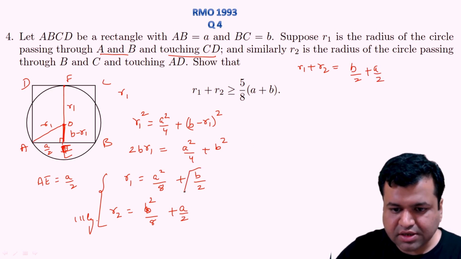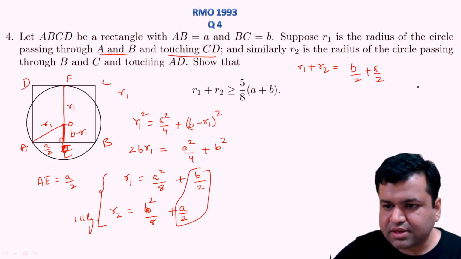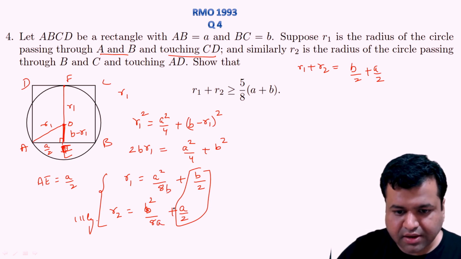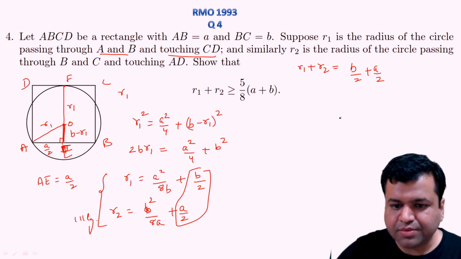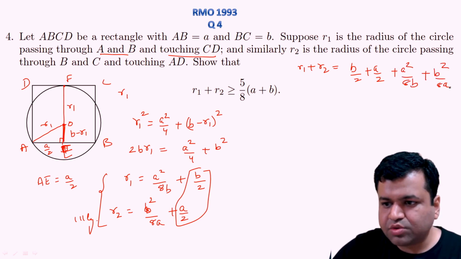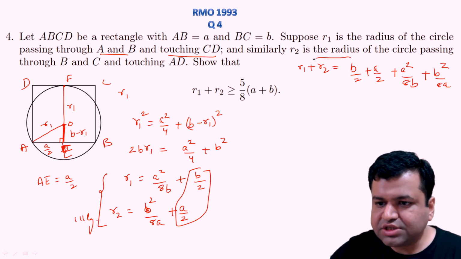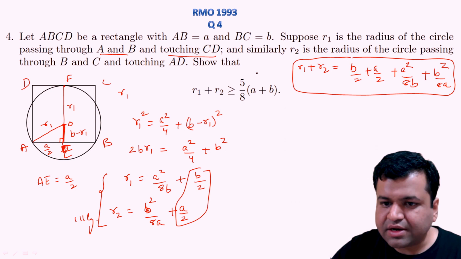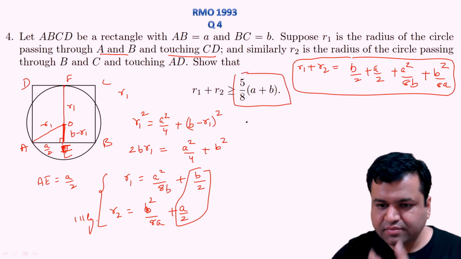Let's add these two, and then here it will be 8b, sorry, and here it will be 8a, because we have divided by 2b. So that will be nothing but a square by 8b plus b square by 8a, right. So this is the value of r1 plus r2, which we have to prove will be greater than or equal to 5 by 8 upon a plus b, right.